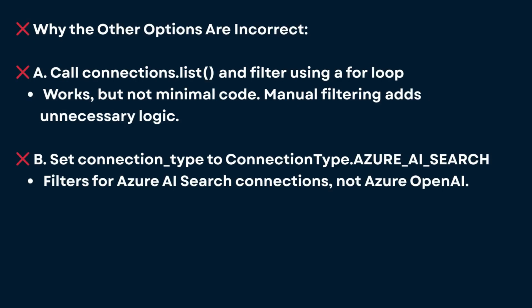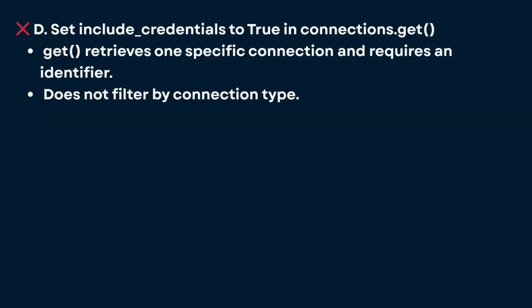Now, why are the other options incorrect? Option A works, but adds unnecessary logic. Option B filters the wrong connection type. Option D retrieves only a single connection and requires an identifier.